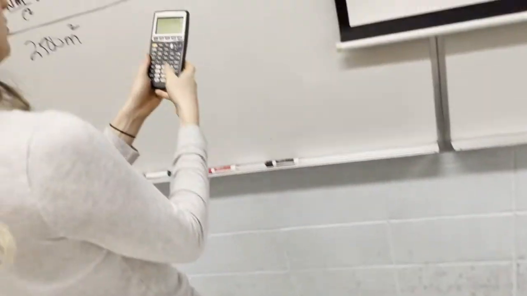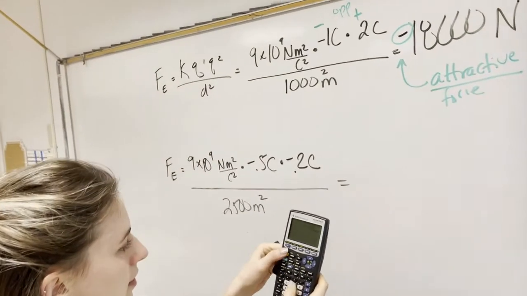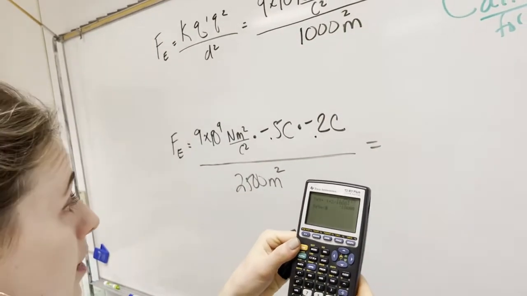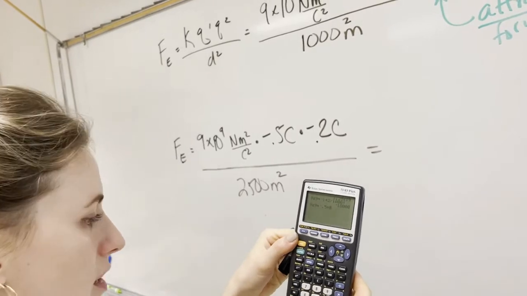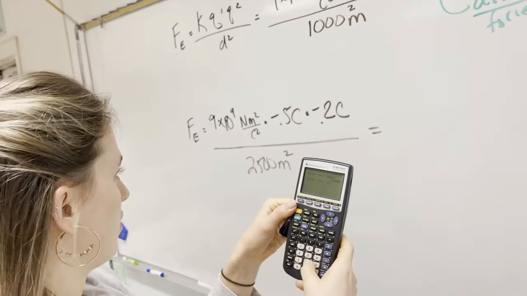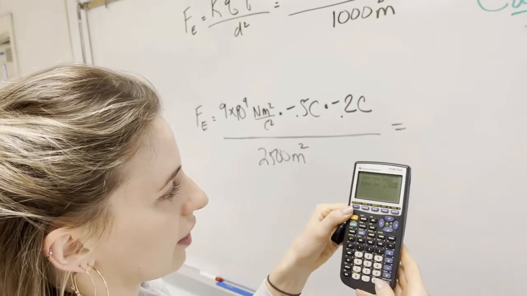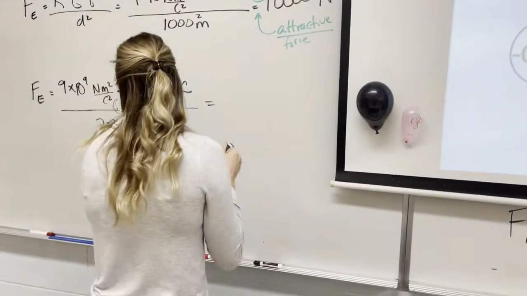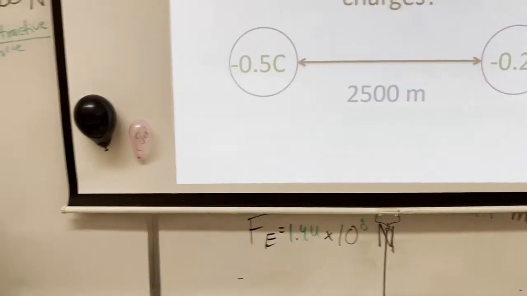All right, so here we go. 9 times 10 to the 9th times a negative 0.5 times a negative 0.2 divided by 2,500 squared, I get 144 newtons. And that's 2.5 kilometers apart.